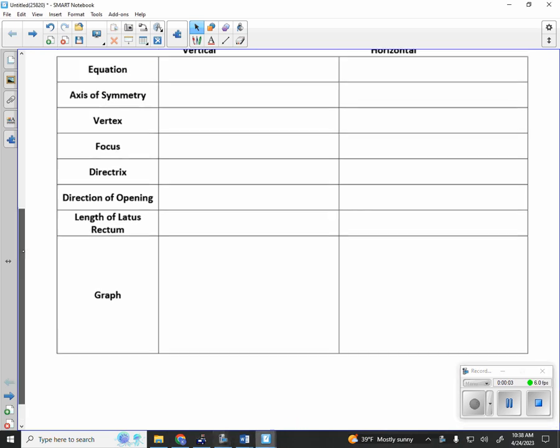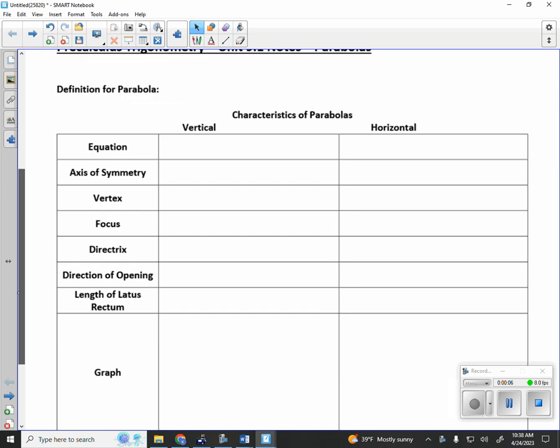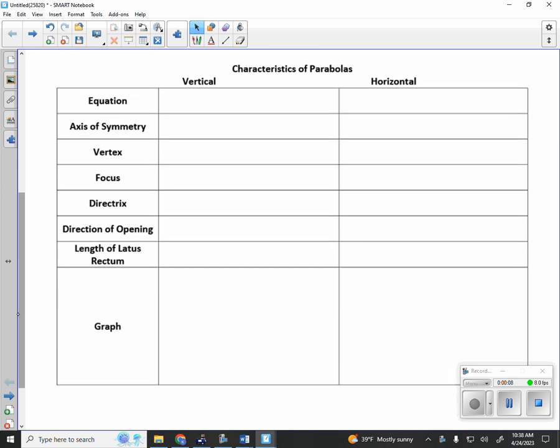Okay, on Friday, we went over vertical parabolas, and today we want to talk about horizontal, and then we're going to graph 3 of them.